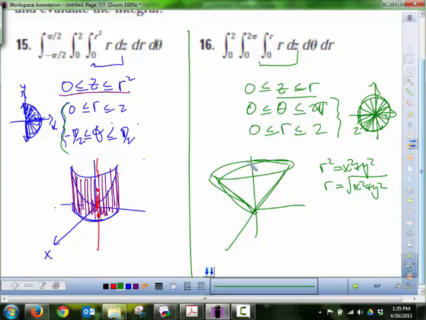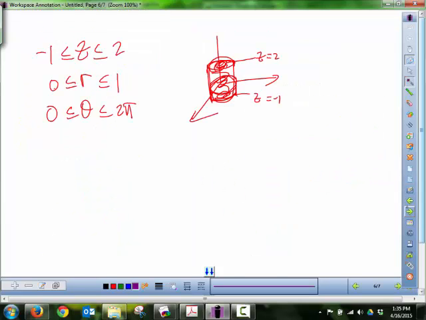So now the question is, is it inside the cone or outside the cone? This is my shadow on the xy plane. It's outside again, right? By outside, I mean everything under here. Yeah, if it was, whoops.